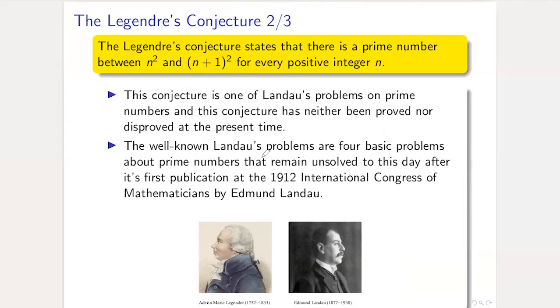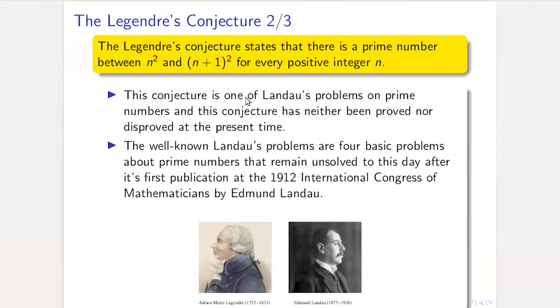Basically, Legendre's conjecture says that if you are given a positive integer n, say 2, then between the square of that number, which would be 4, and the square of n plus 1, that is 3, squared is 9, between 4 and 9 there will be at least one prime number. As you know, between 4 and 9, you have the prime numbers 5 and 7.